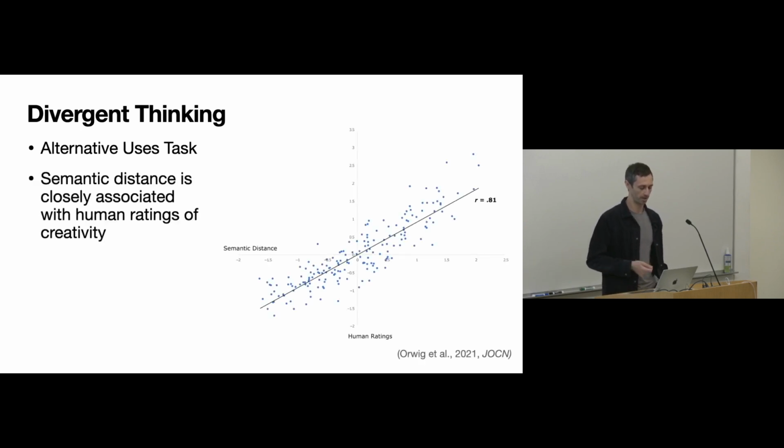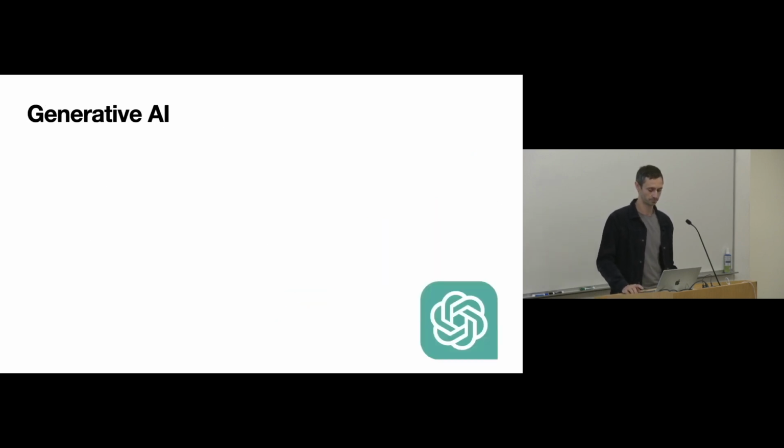In our 2021 paper, we examined the relationship between computational measures of semantic distance and human ratings of creativity for AUT responses. We leveraged computational semantic models to provide an objective measure of semantic distance between the AUT prompt, for example, a brick, and the alternative use, like using it as a doorstop. Additionally, we had human raters independently score the creative quality of each response. And what we see is a robust association between semantic distance and human ratings of creativity, highlighting the potential application for semantic distance in creative assessment.